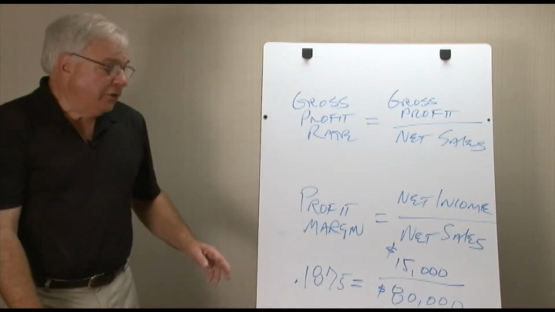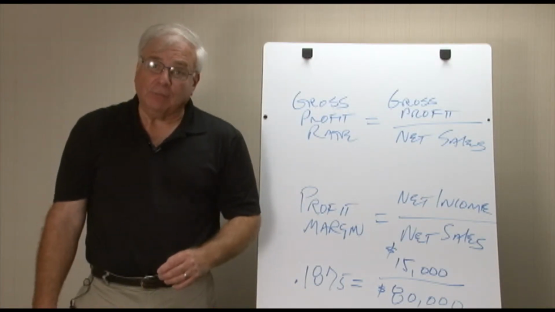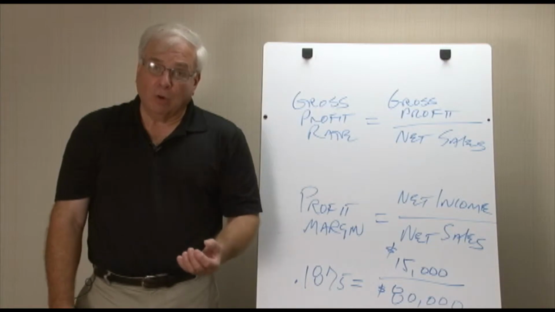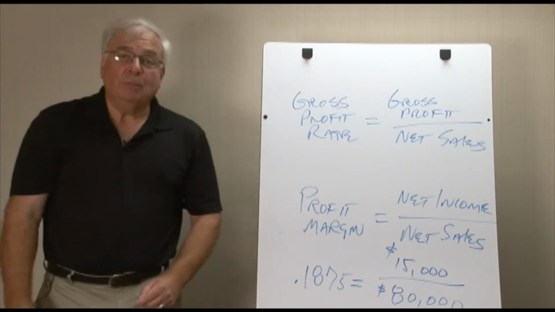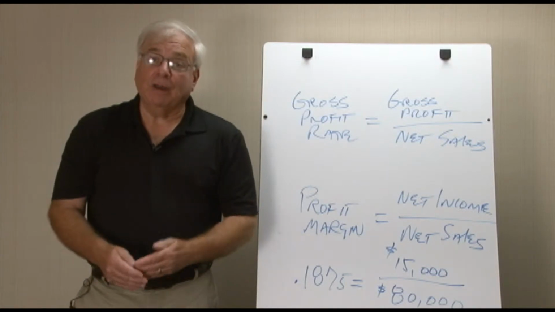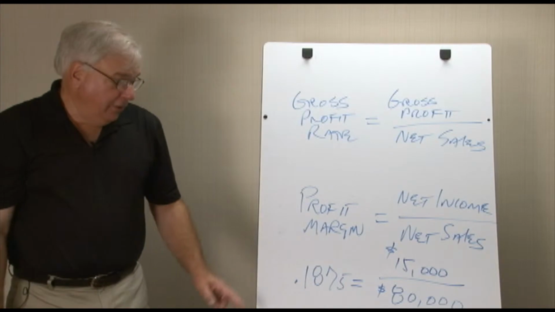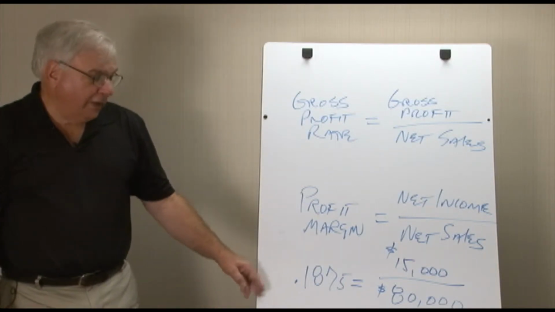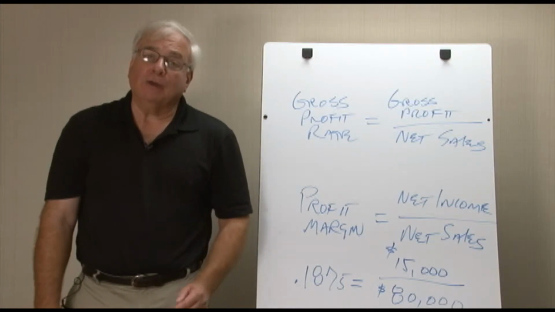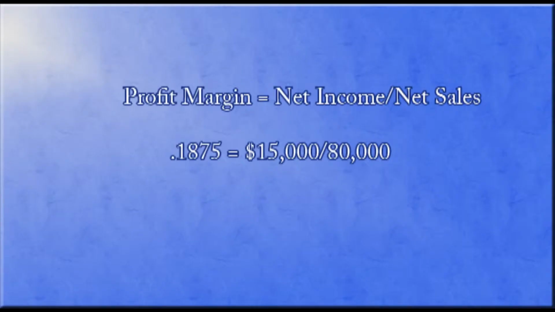The second thing that is made more easily available to us with a multi-step income statement is the profit margin, which is sometimes called return on sales. That's computed by taking the net income and dividing it by the net sales. So how we could tell that this company held on to a little bit more than 18 cents worth of profit out of every sales dollar is by computing the profit margin for them.